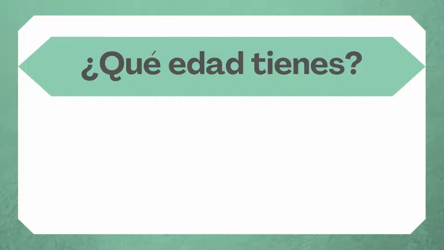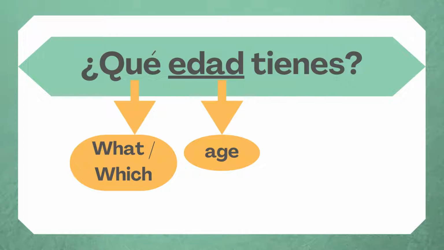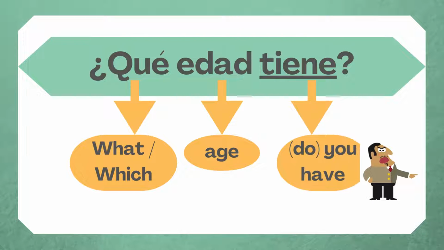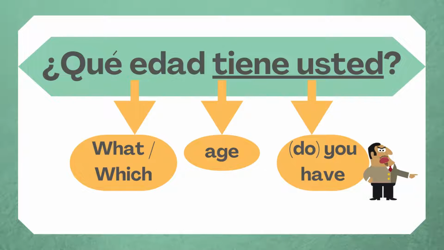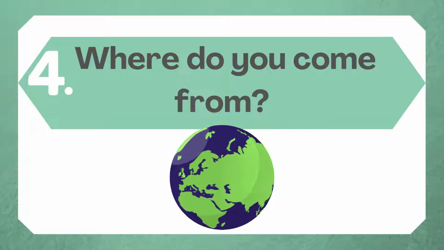You can say ¿Qué edad tienes? ¿Qué meaning what or which? Edad means age. Tienes, do you have? ¿Qué edad tienes? Which age do you have or what age do you have? And if you talk politely, you can say ¿Qué edad tiene? And of course here you could also add the personal pronoun, but you can also leave it out, as we did. But if you want to add it, you can say ¿Qué edad tiene usted?